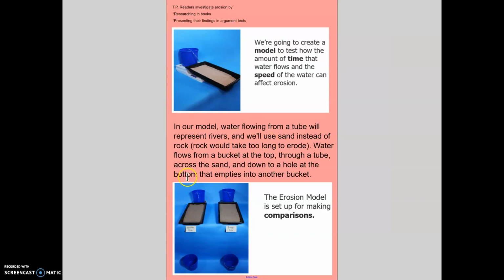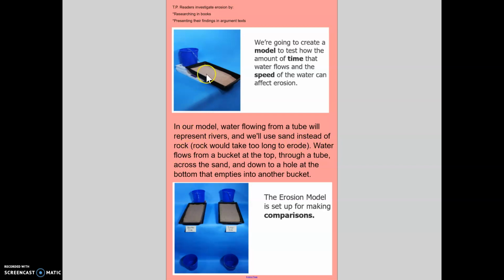So we were going to set up two trays that look kind of like this. We were going to do one test for a time comparison and another one for a speed comparison. In this model, water flowing from a tube will represent a river. We're going to use sand instead of rock because rock would take thousands or millions of years to erode. We want to be able to see it, so we're using sand.